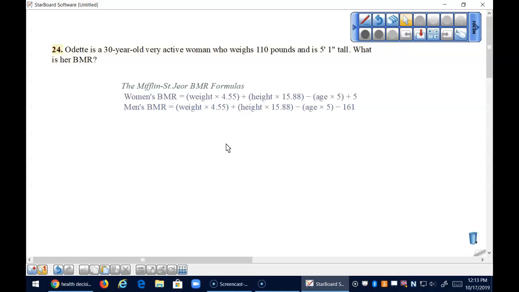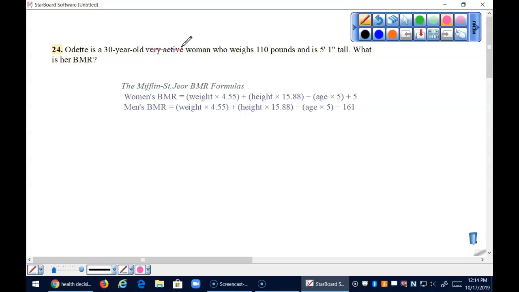What's the, at this point, red herring? What information do we not care about for this formula? We don't care that she's 5'1". We do, because we need her height right there. Her age. Age goes there. Her name? What I'm looking for is the very active. We will use that later, but we don't need that now.